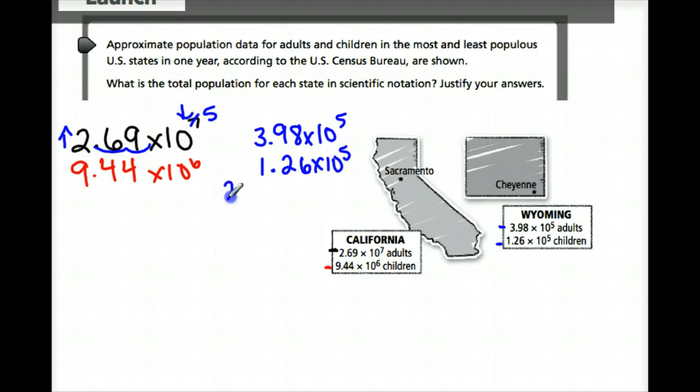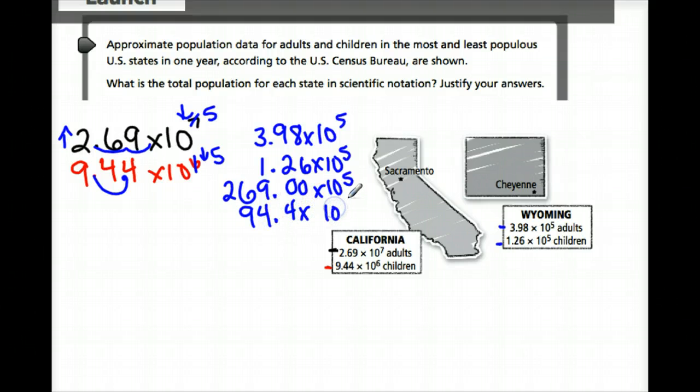So how I'm going to write that is 269.00 times 10 to the 5th. Now if I move this one here, I want to move it down to 5, because remember we want all of our powers of 10 to be the same. That means I move this one larger over one space. I get 94.4 times 10 to the 5th. So now I can add all these up together.